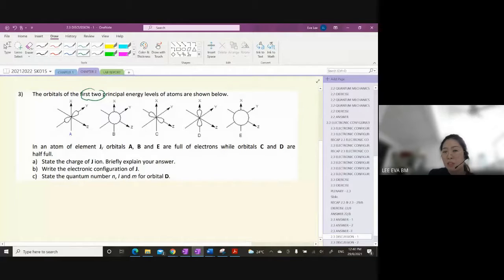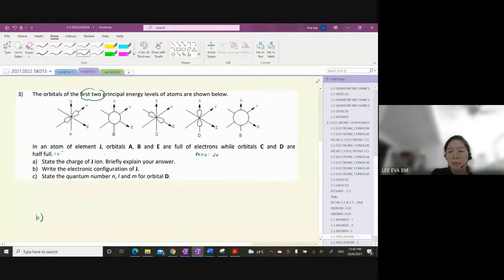In an atom of element J, orbitals A, B, and E are full of electron. That means maximum electrons over here is 2 electrons, while C and D are half full. That means only 1 electron inside orbital C and D. So state the charge of J ion. Briefly explain your answer. Before we know the charge, we need to first find out what is the electronic configuration. So dekat sini soalan dia kita boleh jawab daripada B dulu.